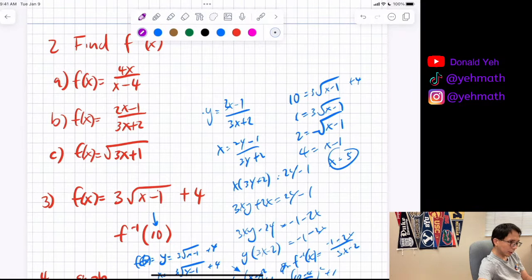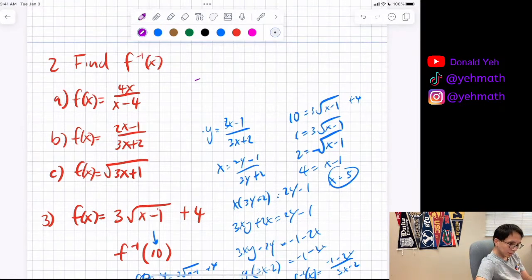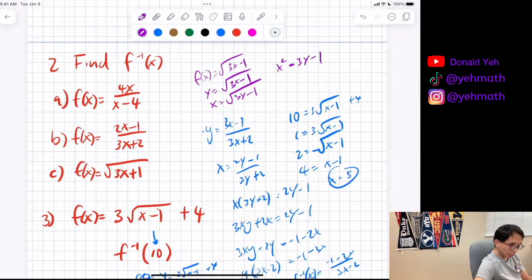Okay, 3D. 3D is f of x equal to root 3x minus 1, y equal to root 3x minus 1, x equal to root 3y minus 1, square on both sides, so it's x squared equal to 3y minus 1, plus 1, so x squared plus 1 equal to 3y, inverse of x, so that is going to be x squared plus 1 over 3.